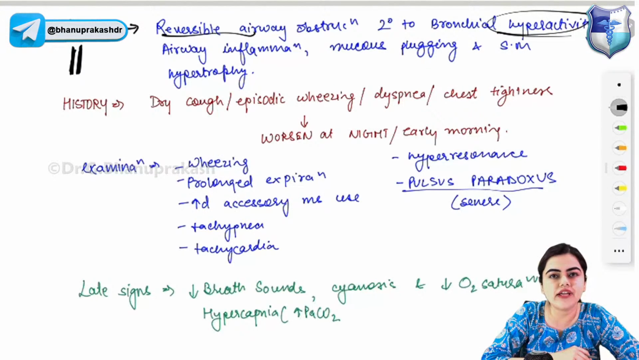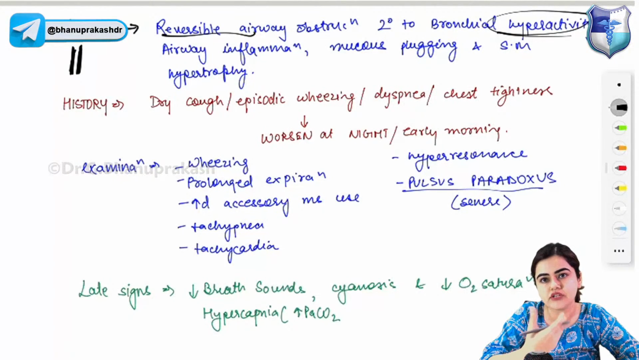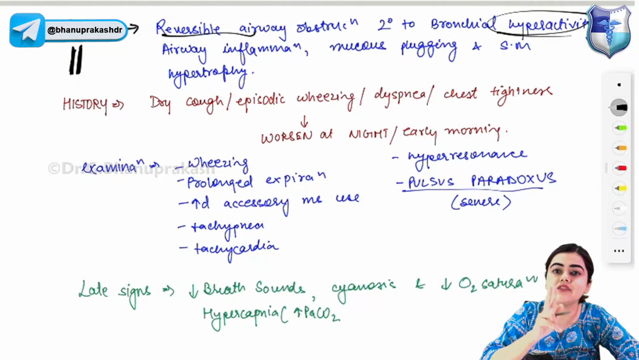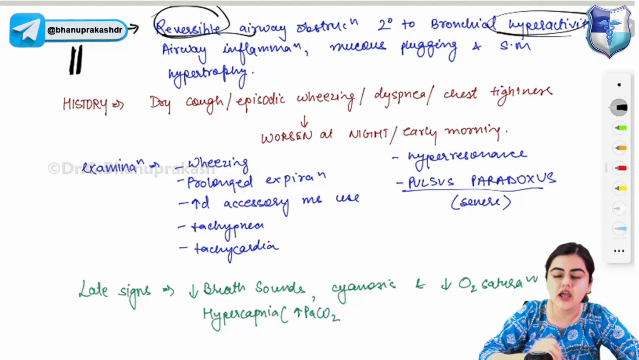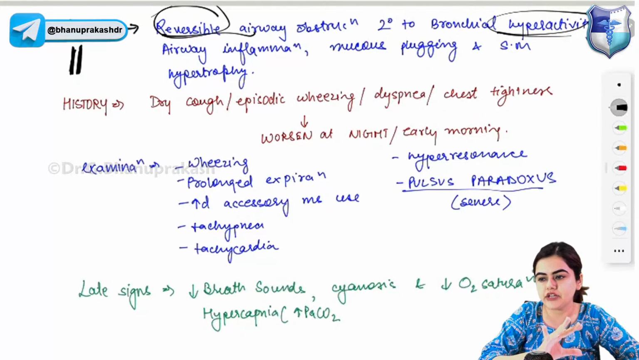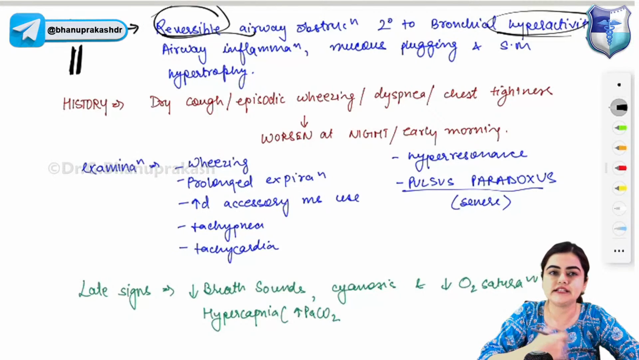There is a lot of airway inflammation, mucus plugging and smooth muscle hypertrophy in asthma. Asthma is a type 1 hypersensitivity reaction. It is a reversible condition that you have to remember, and it is a condition of bronchial hyperactivity. This point is important. Clear? Yes, there is bronchial hyperactivity and histamine release.